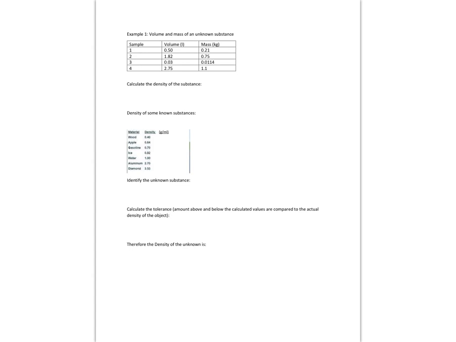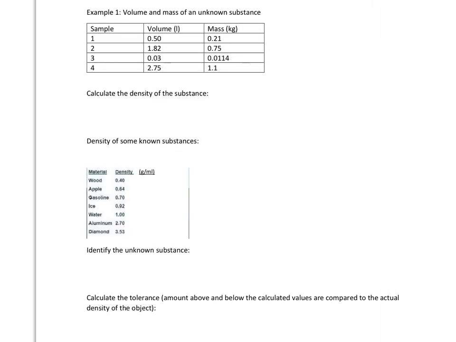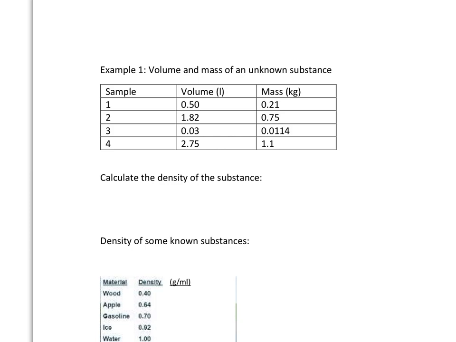Alright, so we're going to take a look at an example here of calculating the density of an unknown substance, comparing it to the density of some known substances, identifying the unknown substance, calculating some of our error or tolerance, and overall coming up with a density with its tolerance for this unknown substance that we've now identified. So we're going to start by looking at our volume and mass of an unknown substance.